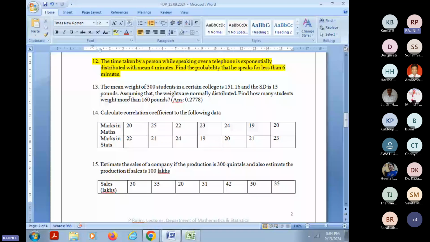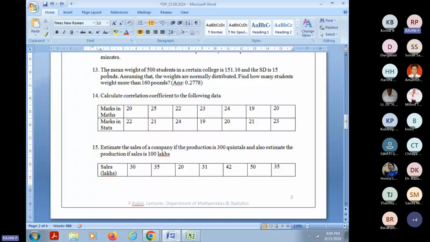The mean weight of 500 students in a certain college is 151.16 and the standard deviation is 15 pounds. Assuming that the weights are normally distributed, find how many students weighed more than 160 pounds. They are asking more than 160 pounds, and they told that the data follows the normal distribution. Then how can we do it?